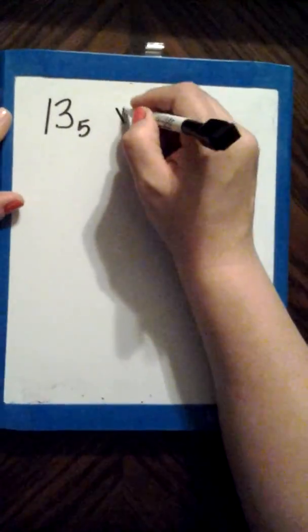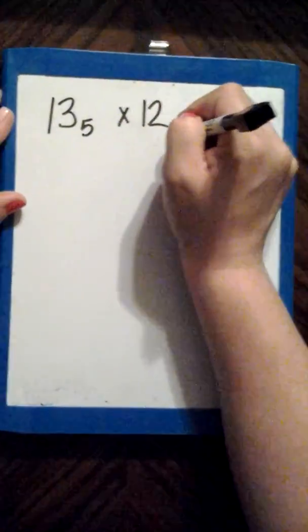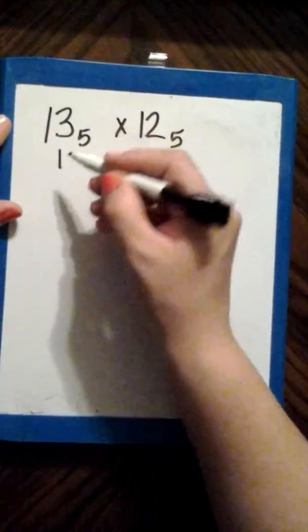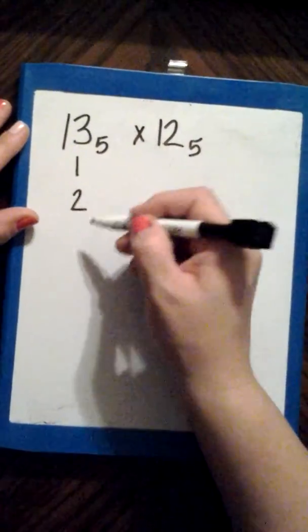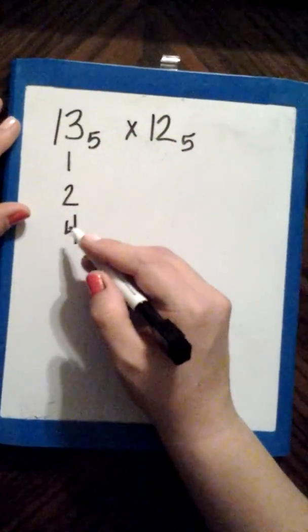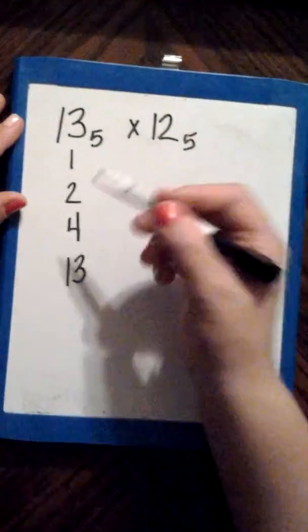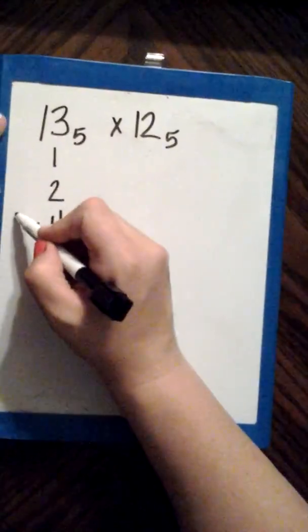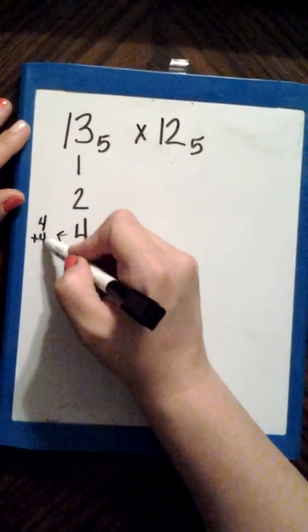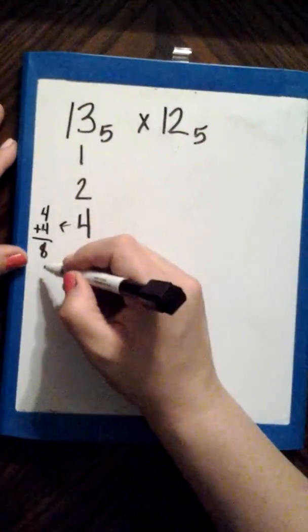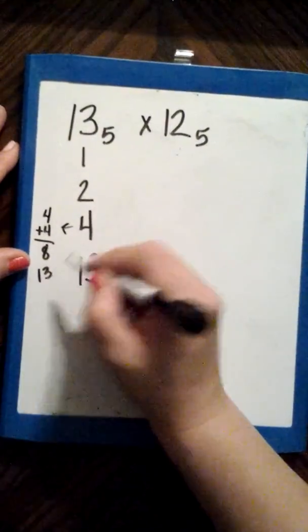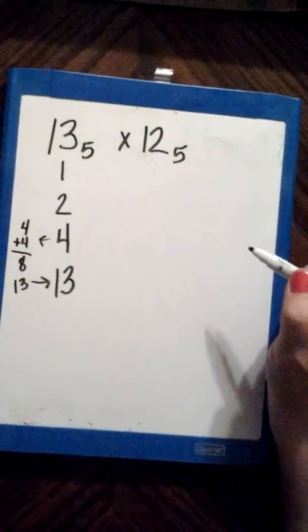Okay, now for the Egyptian multiplication. 13 base 5 times 12 base 5. We're doubling 1. Doubled is 2. Doubled is 4. Doubled is 13. Because if we look at this, 4 plus 4 is 8. We have 1 long with 3 left over. So that's how we get our 13.